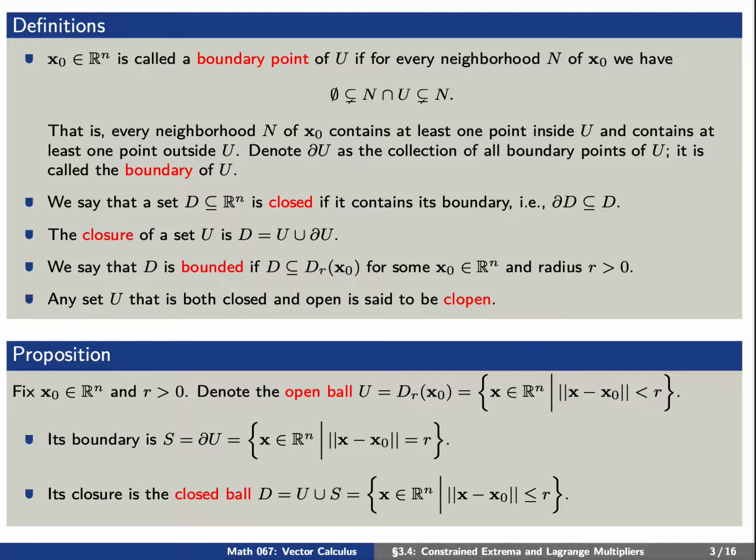Fix a point x0 in R^n and a radius r. We'll denote U as the open ball, that is D_r of x0, which is just a collection of vectors x such that the length of x minus x0 is less than r. Its boundary, namely S, which we'll also write as ∂U, is just the set of vectors x such that the length of x minus x0 is equal to r. And finally, its closure, which we'll denote D, is the set of vectors x such that the length of x minus x0 is less than or equal to r.